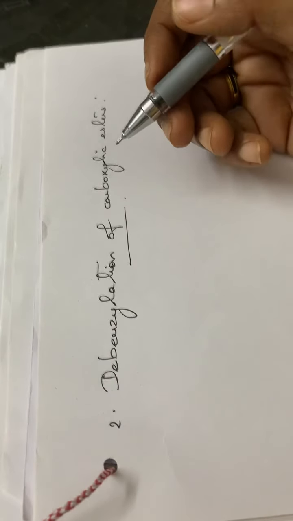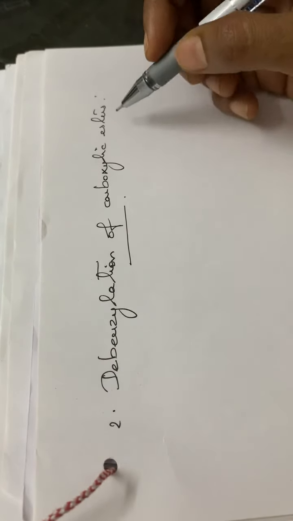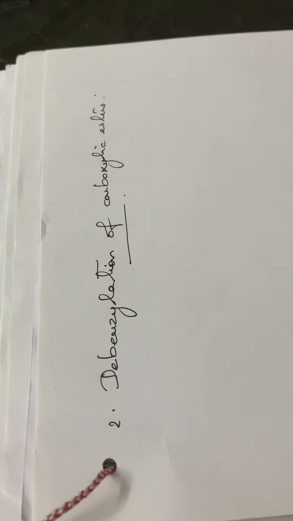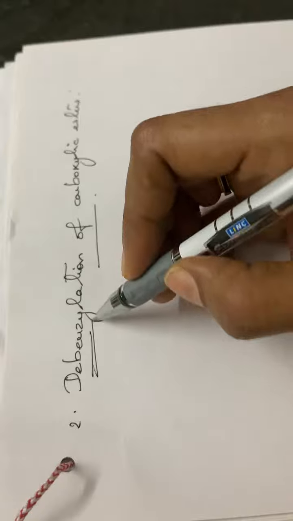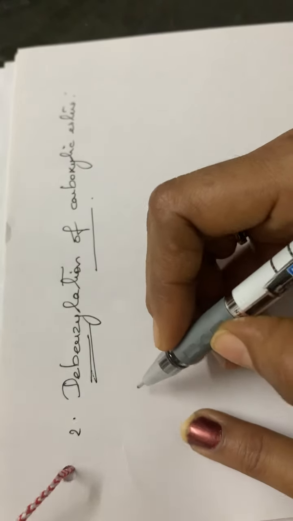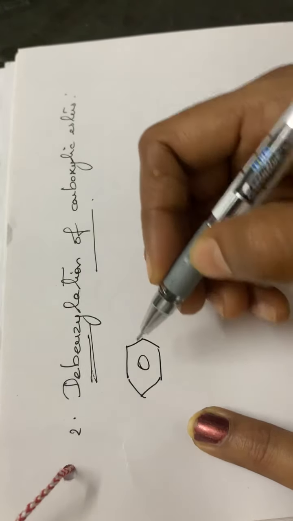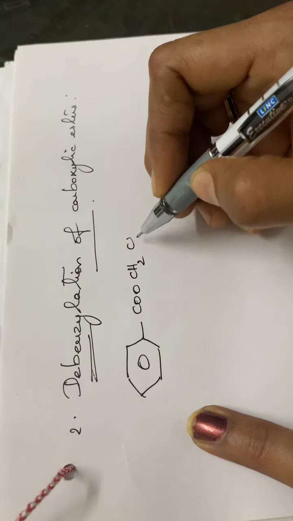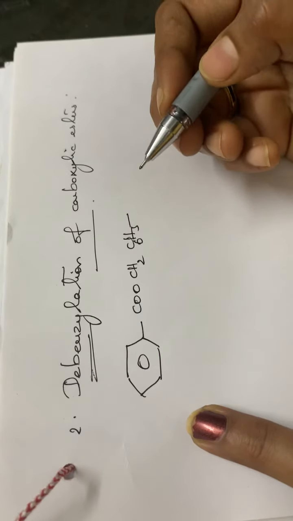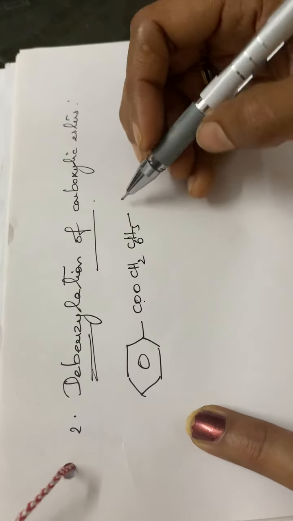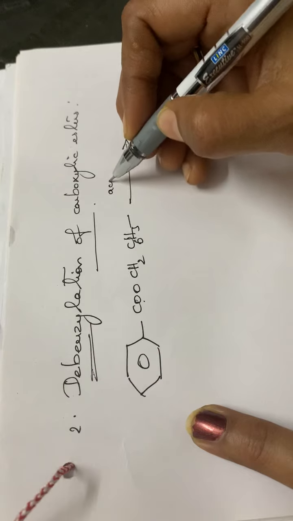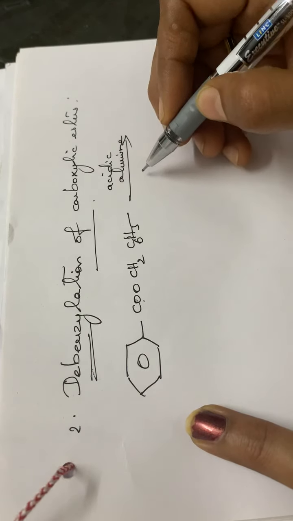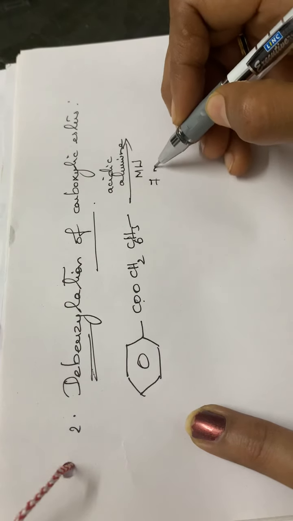Debenzylation of carboxylic esters. Normally the carboxylic acid groups are protected by using this benzyl group. So here debenzylation means the removal of the benzyl group. The reaction will be like this: C6H5 COO CH2 C6H5 in the presence of acidic alumina, microwave assisted, time taken will be 7 minutes.